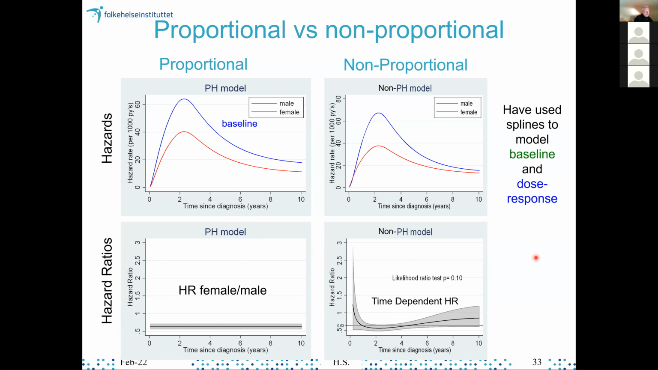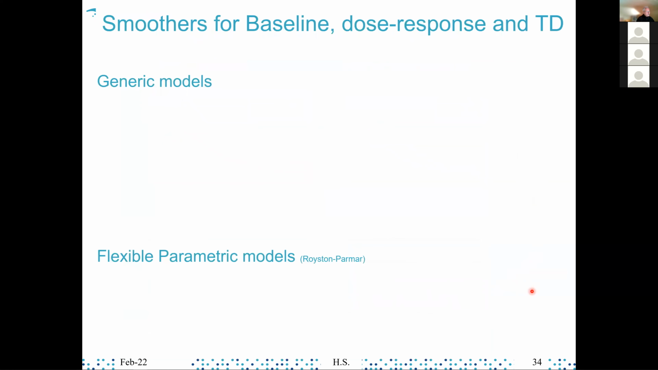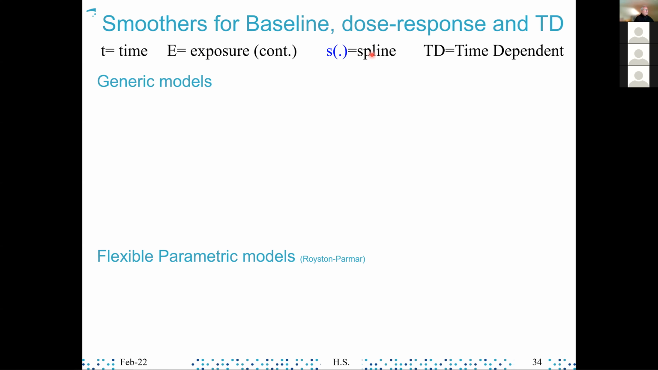So we have used splines to model the baseline and to model the dose response, although I haven't shown you that yet. And now we will use splines to model the time-dependent effect. So just to remind you about this setup again, T is time. We have a continuous exposure variable. S and a parenthesis denotes a spline, a smoothing function, and TD denotes time dependence.